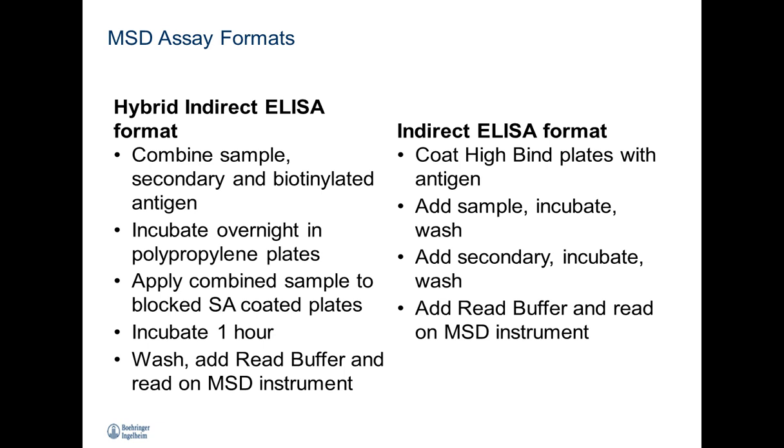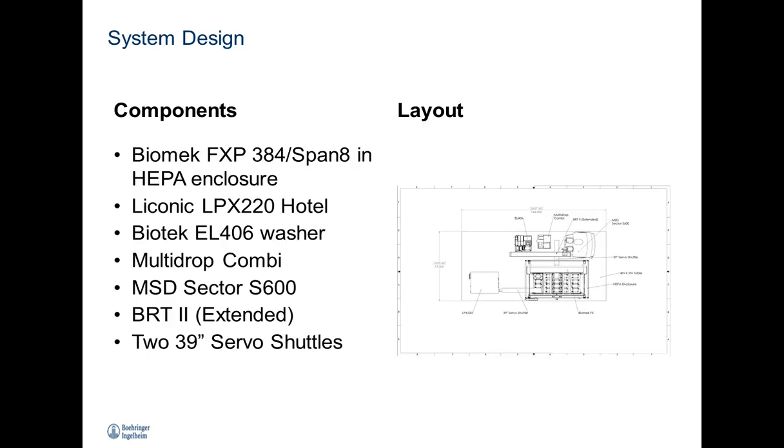We also use an indirect ELISA standard type format when we have an antigen that cannot tolerate being biotinylated. So we will coat that antigen down on MSD's high bind plates, which are similar to any ELISA plate that you would see, like an Immulon or a Maxisorb. Add sample, incubate, wash. Add secondary detection, which is also the ruthenium labeled detection antibody, same detection antibody. Incubate, wash, add read buffer, and read on the MSD instrument. So we've developed automated methods on this new platform for both of these assay formats.